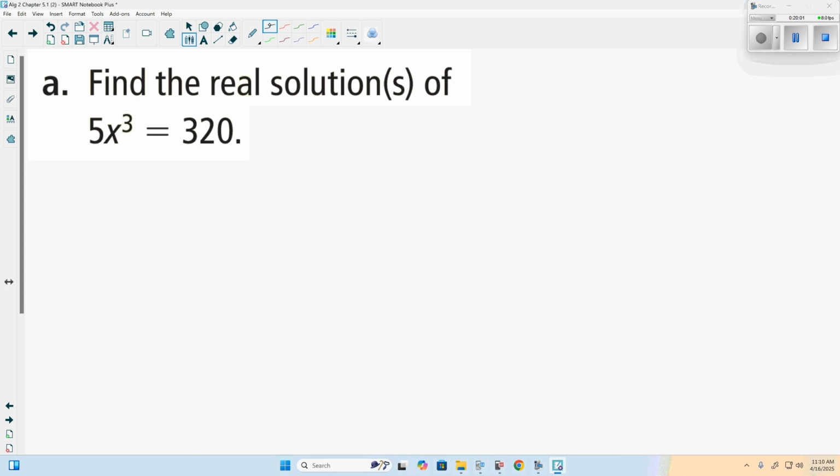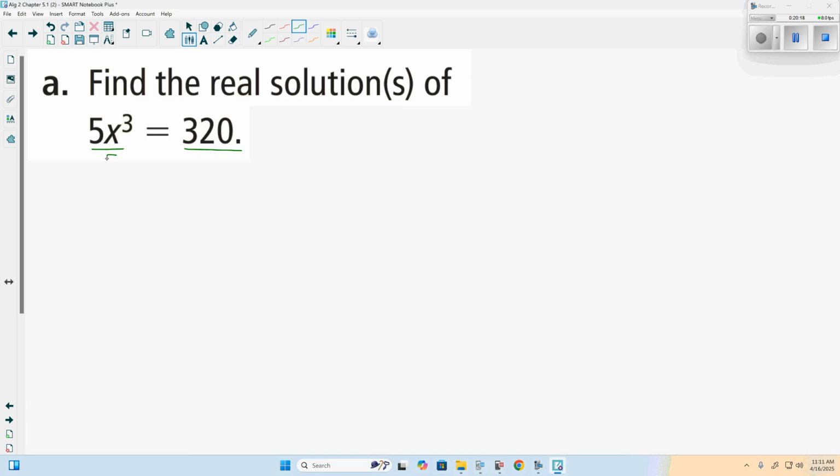Let's look at the next one. Find the real solutions of 5x cubed equals 320. Is the term to the power by itself? No, it's being multiplied by 5. So the first thing we need to do is get that x to the third by itself.